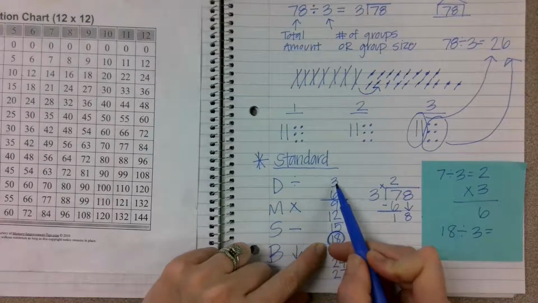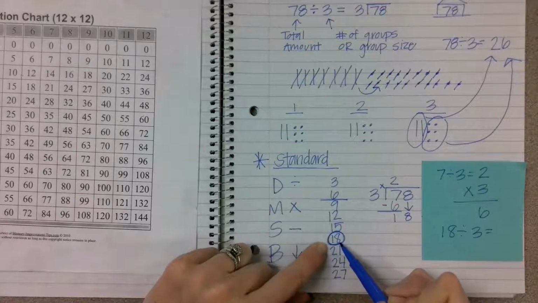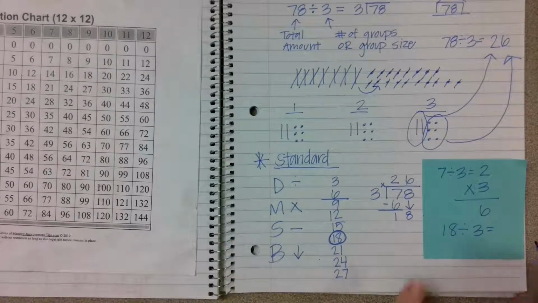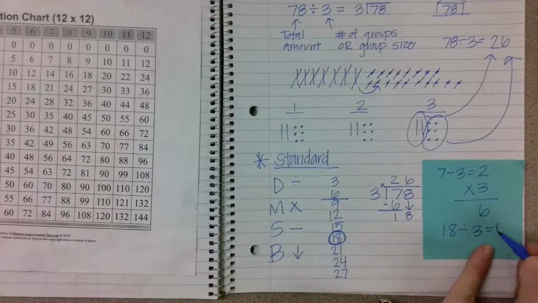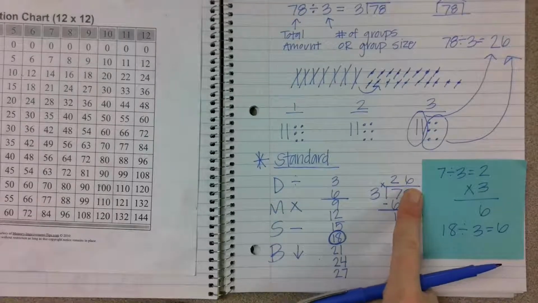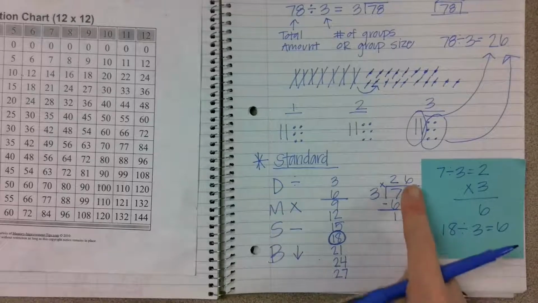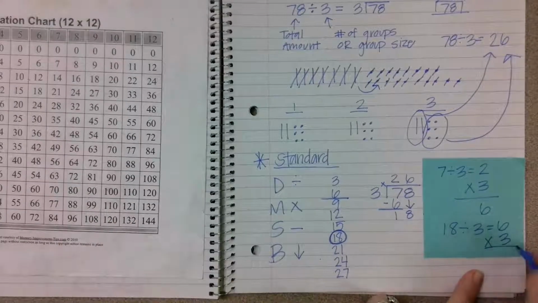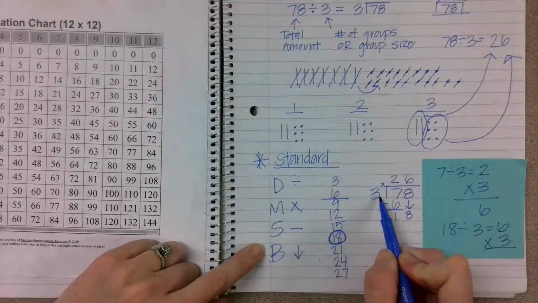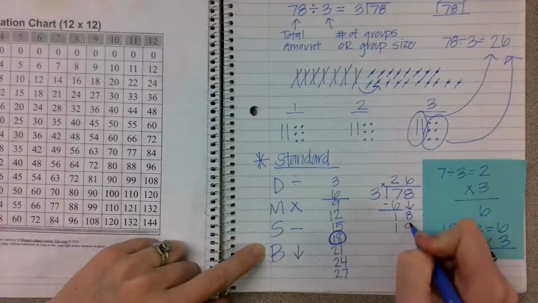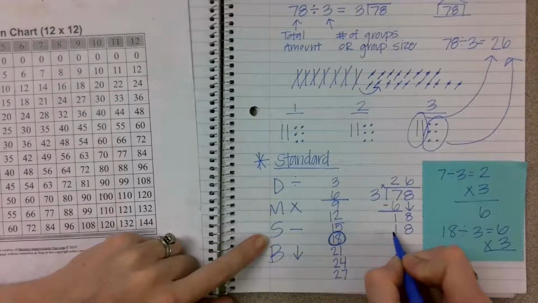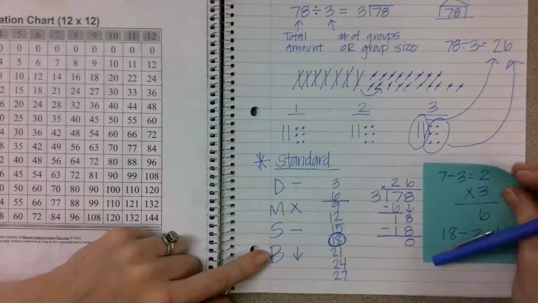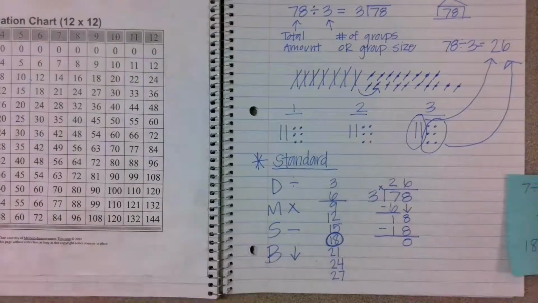Okay, let's count. 1, 2, 3, 4, 5, 6. So I'm going to put a 6 over my 8. Once again, I just said 18 divided by 3 equals 6. And that's why my 6 is there. Now, I'm going to multiply 6 times 3. Okay, 6 times 3, and I get 18. I'm going to put it right there. After I multiply, I subtract, and I get 0. When I remove my sticky note, I have nothing to bring down.